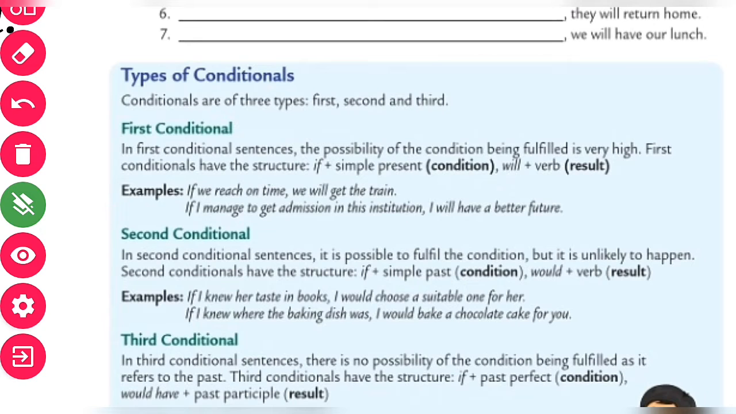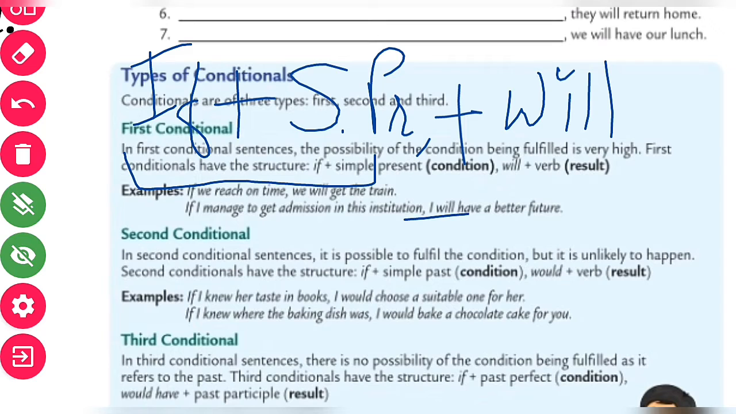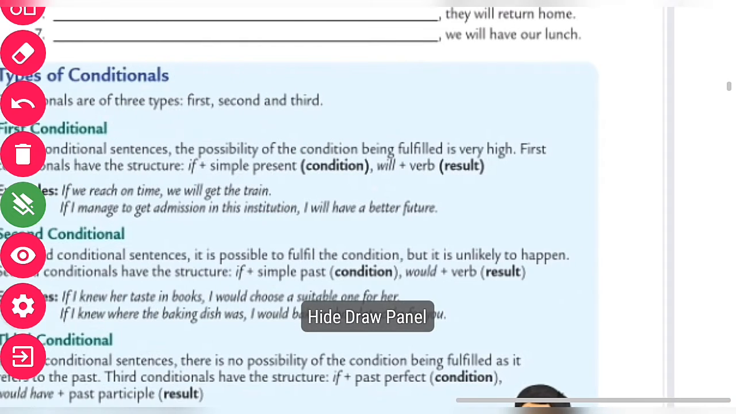And the structure of the first conditional clause is: we will write if plus simple present, then a comma. Our conditional clause will be like if plus simple present. And what about the outcome? That clause will have simple future plus verb, the first form of the verb. That will be the outcome. Here also it is given, you can check it.